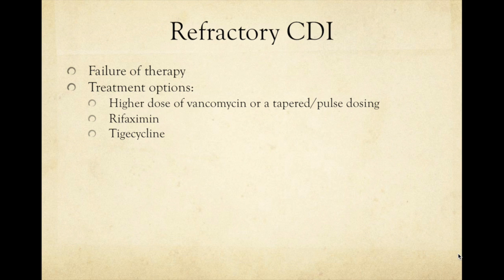So refractory C. diff infections. This basically presents when a patient's been treated for the occurrence of an infection, but the treatment actually fails. At this point, if the treatment that was initially administered isn't doing what it needs to be doing, they try to go with higher doses of vancomycin and again try what they call a tapered pulse dose regimen. Other options can include rifaximin or tigecycline.